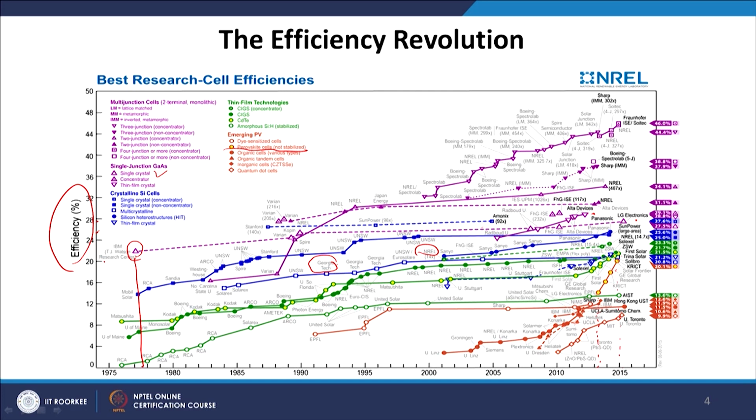So, this master chart plots the efficiency of all different kinds of solar cells over the years and the corresponding labs which are involved in the research of these solar cells. So, we now learned how to read this curve.